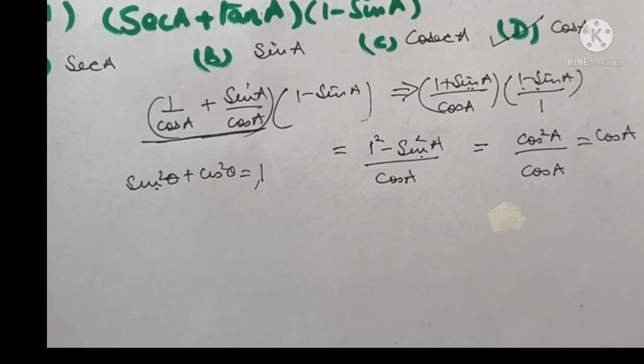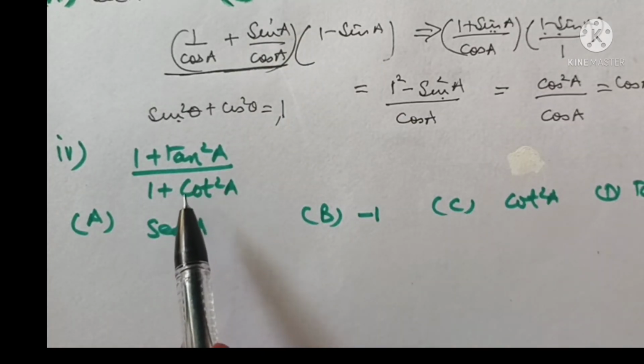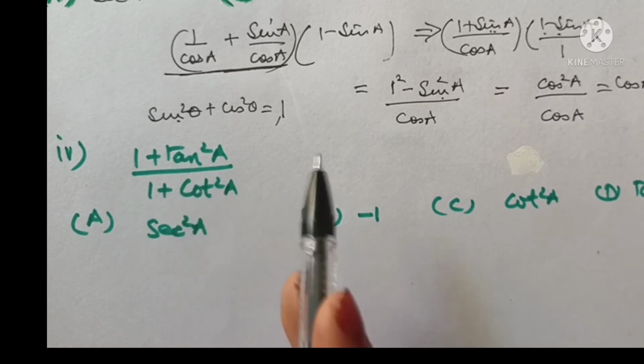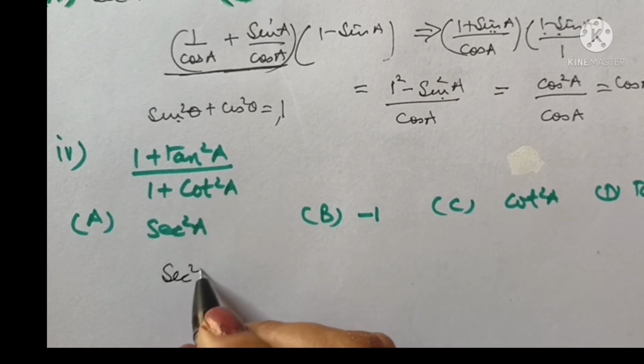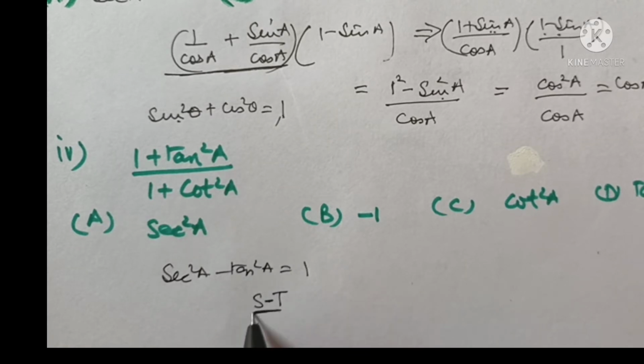Let's go to the fourth part. Now for fourth part, if it directly strikes you that it is a part of identity, we know that secant square A minus tan square A is equal to 1. To remember, just remember ST, S minus T, right? It is easier to remember like this. So 1 plus tan square A, if tan square A I take to the right hand side, I get secant square A.